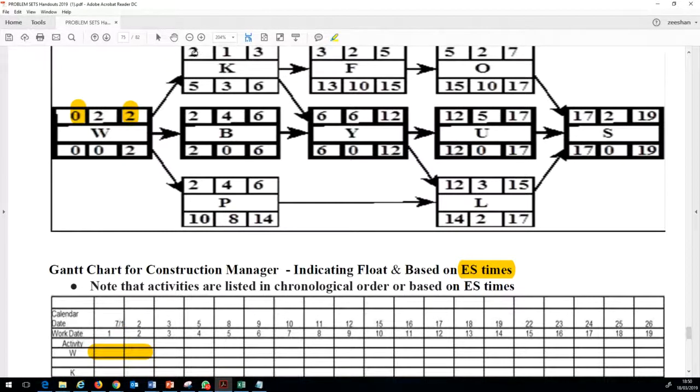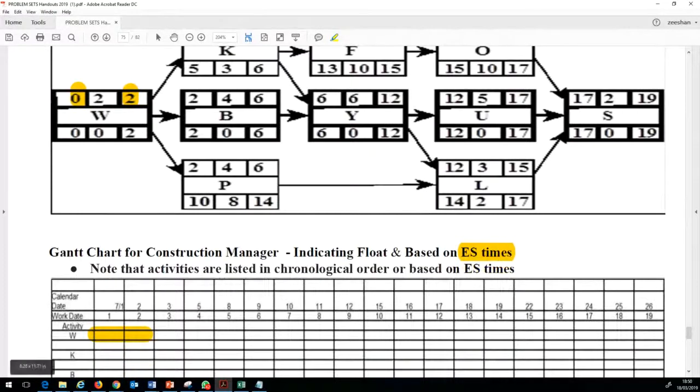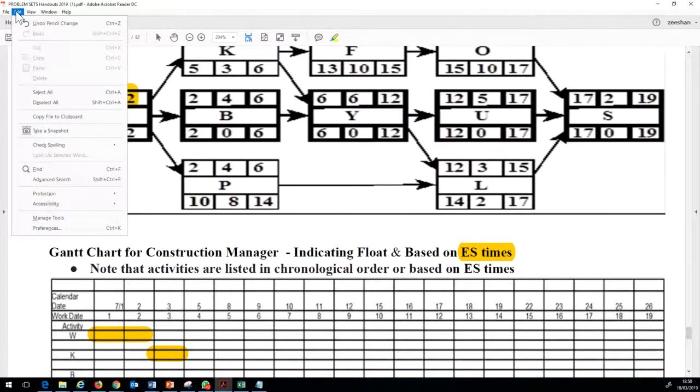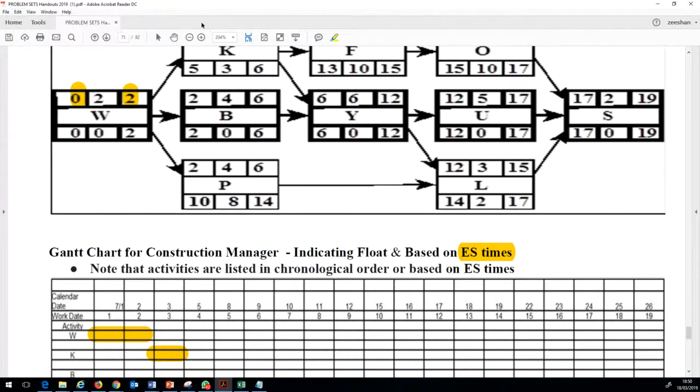Then we can move to the second activity, which is just a 1 month activity starting in month 2. So we will draw a bar chart with this. Okay, so I'm trying to see if I could have access to a wider set of tools which would allow me maybe to scribble on this.